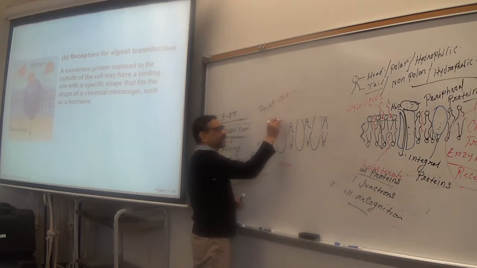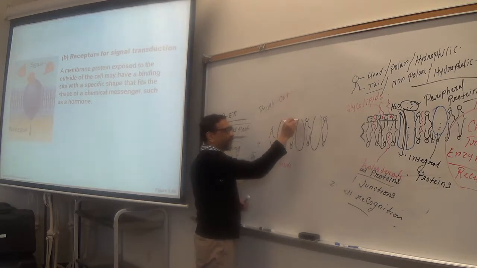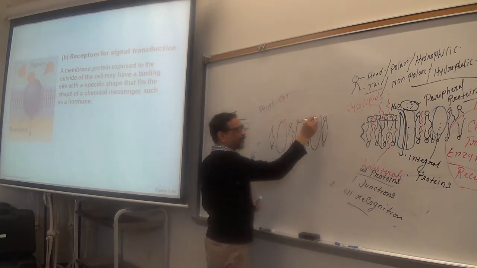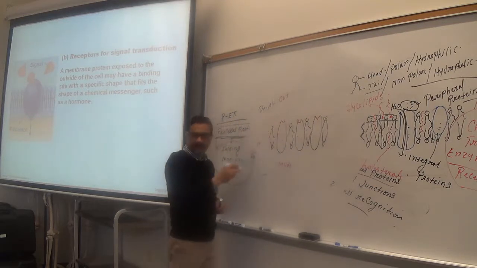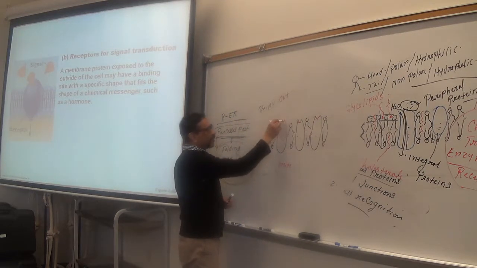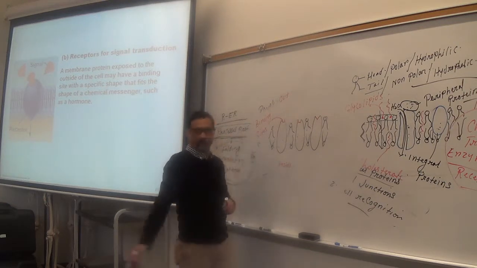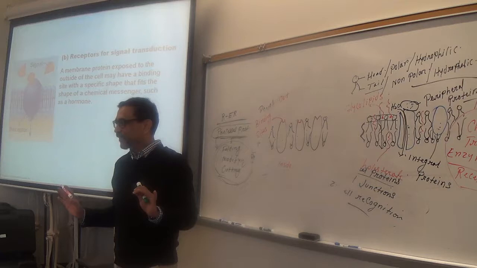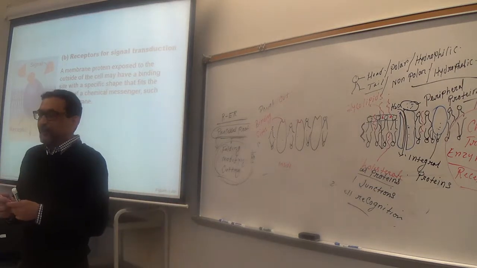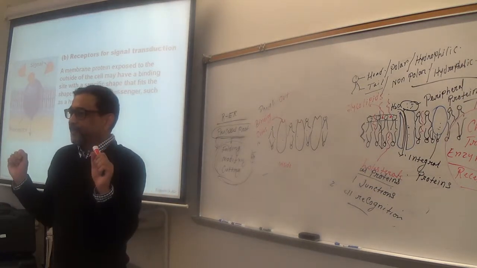They have binding sites. For example, this one has a round shaped binding site. This one has a square binding site. This one has a triangular binding site. Make sense? These are called binding sites. Three different types of binding sites. Make sense? Now, just let me give you an example.